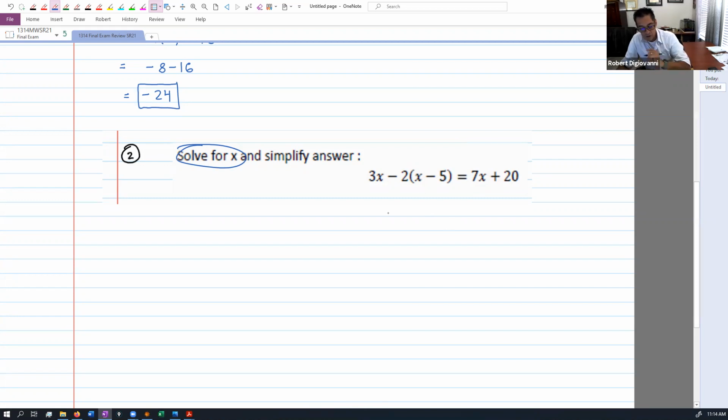Okay, here we go. First thing I'm going to do is distribute a -2 through the parentheses. So that's going to give me 3x minus 2x plus 10. Negative times a positive is negative, and then negative times a negative is positive. That's why I have those. And 7x plus 20. On the left side, I can collect 3x and 2x together. Those are like terms. So I subtract, I just get 1x.